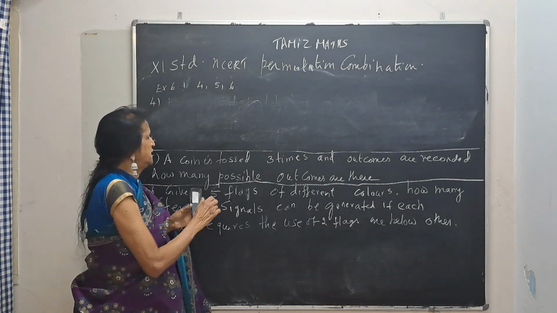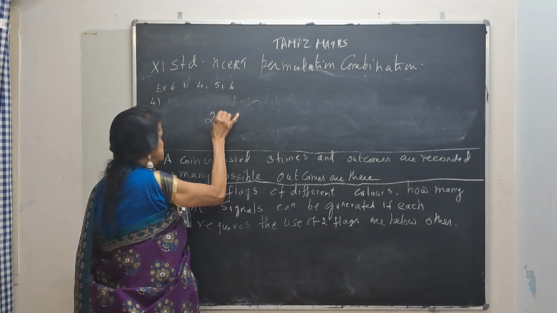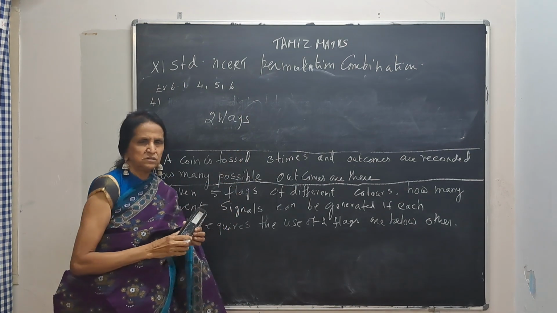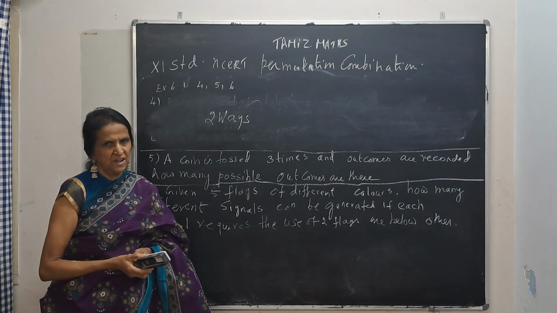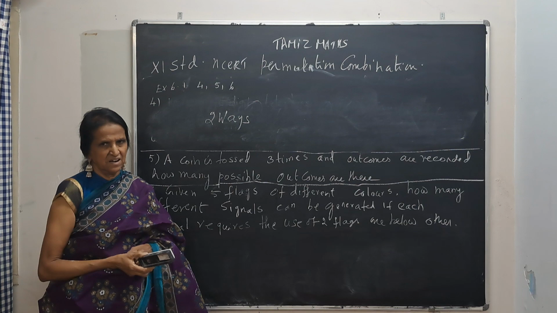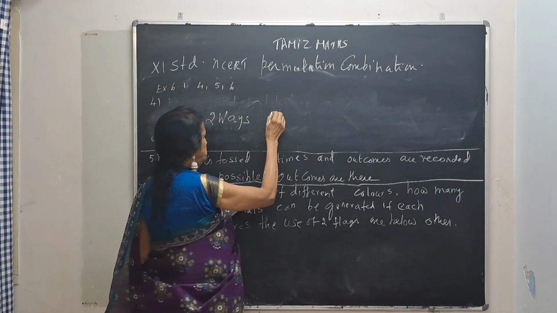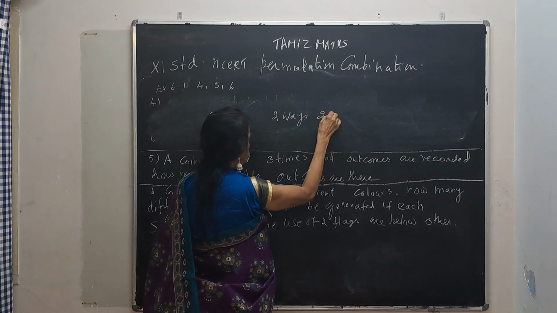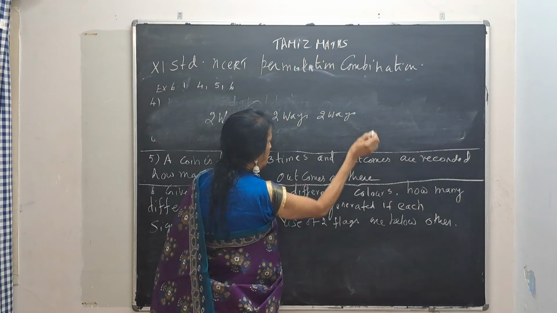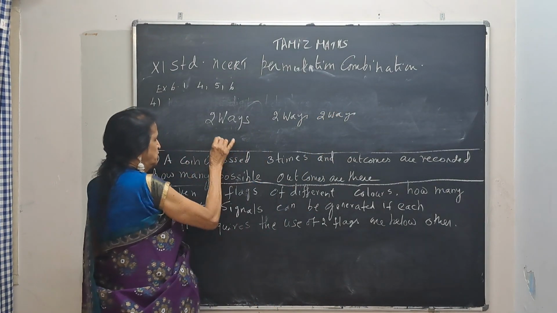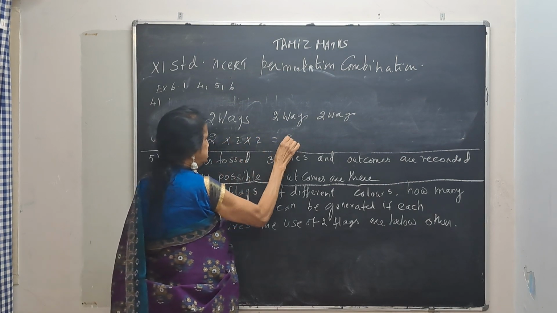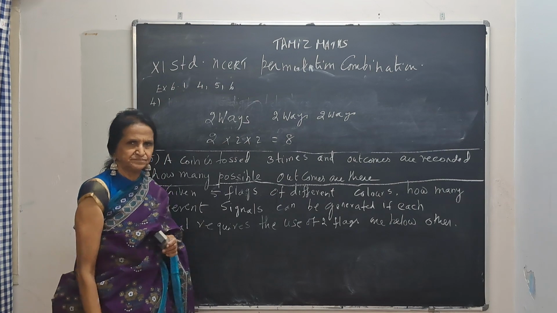So in the first toss, there are 2 ways you can note the outcome. What are the 2 ways? It's a head or a tail. Similarly, in the second toss, it is 2 ways. In the third toss, it is 2 ways. So how many outcomes are recorded? 2 into 2 into 2. That is 8 outcomes recorded.